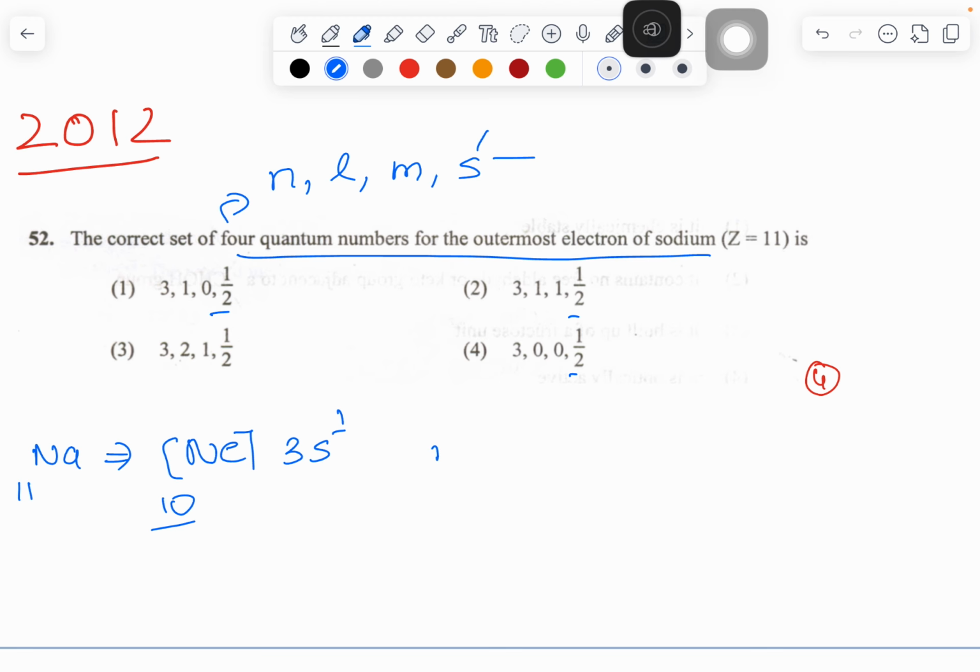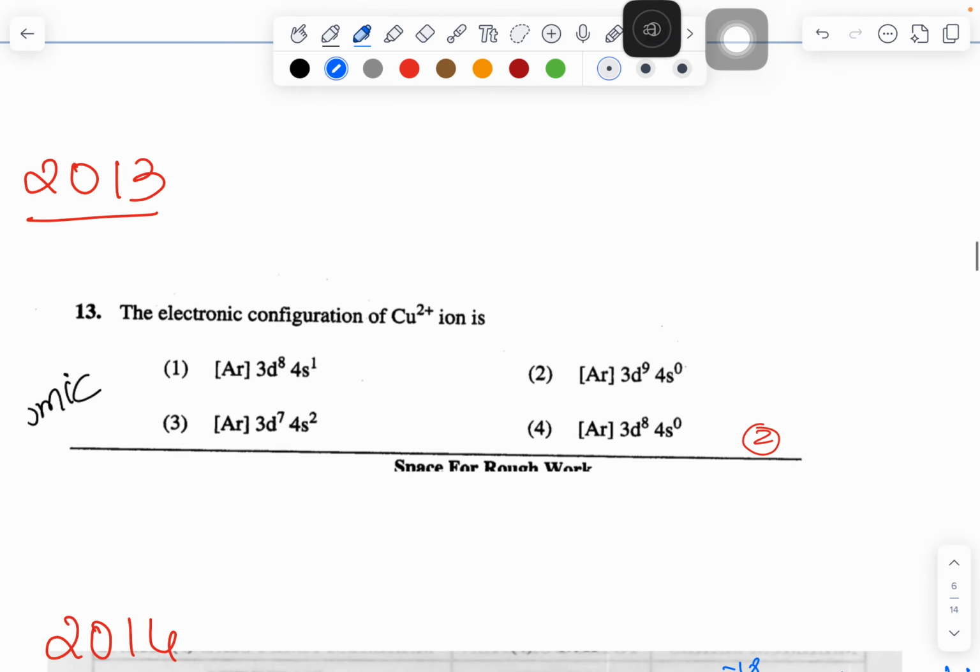So this is nothing but n is equal to 3, l is equal to 0, as it is s, and s0 is in this option. Now you have to find m. What's the value of m? The m value ranges from minus l to plus l. Here l is only 0, so m is also 0. The fourth one is the option.